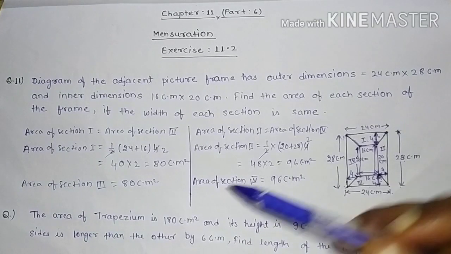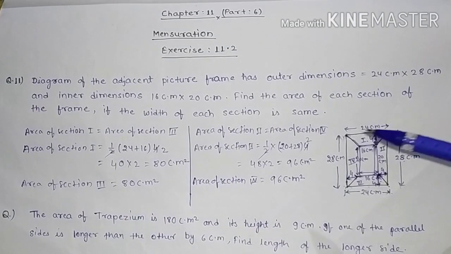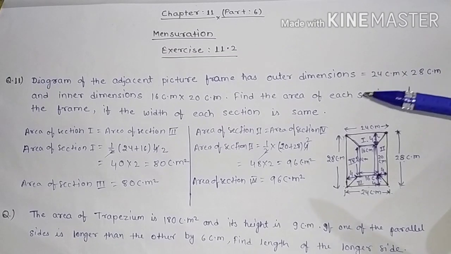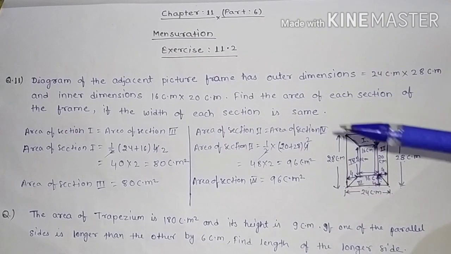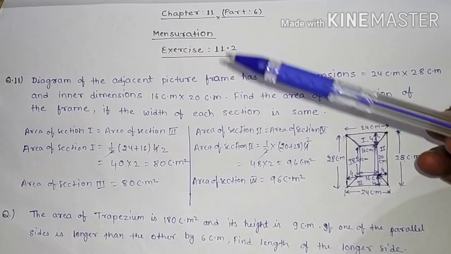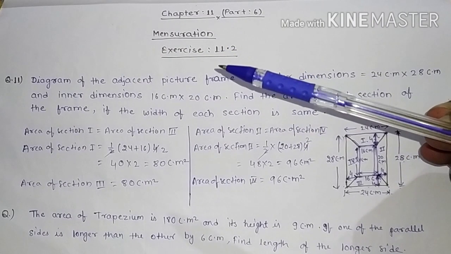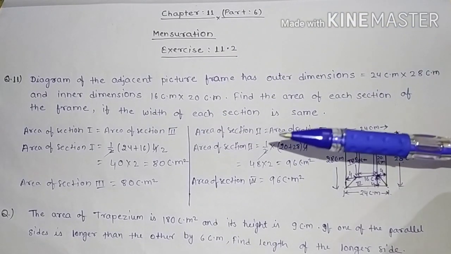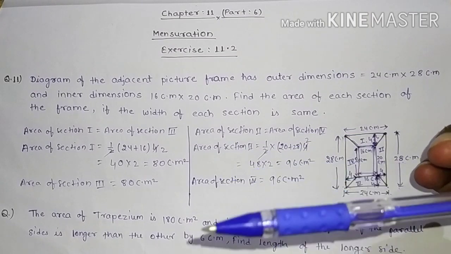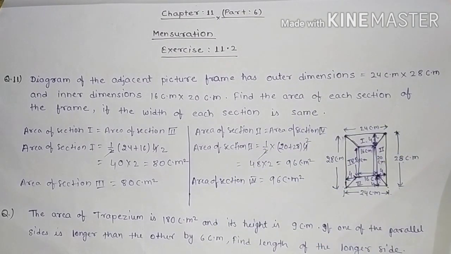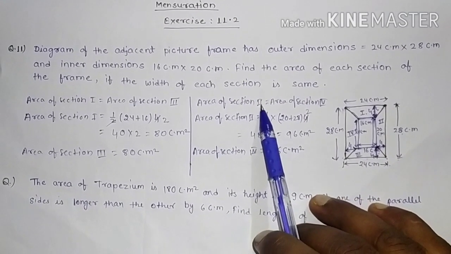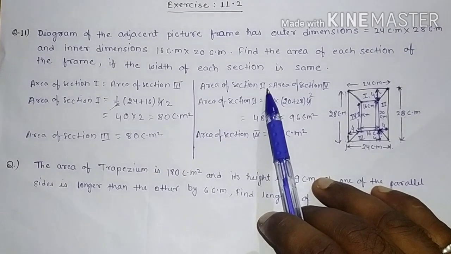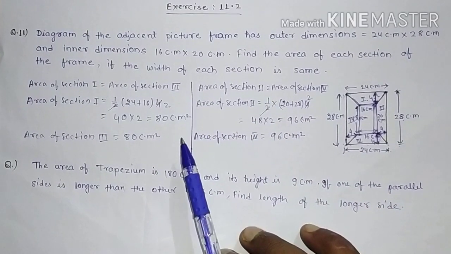Now this is the area of all 4 sections. This is the explanation of question number 11, and the whole exercise 11.2 has been discussed. Here exercise 11.2 is completed. Now some other questions from R.S. Agrawal. These are very important questions.